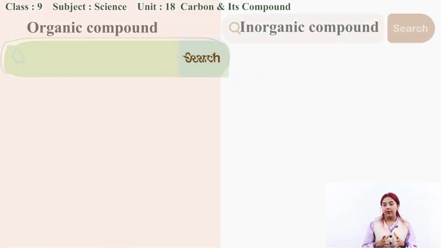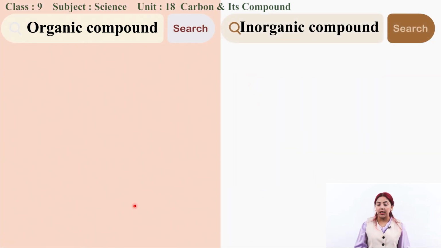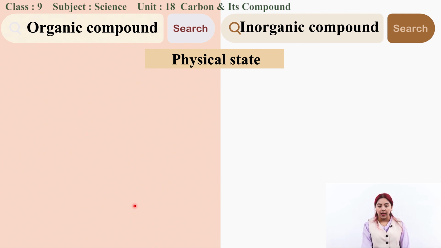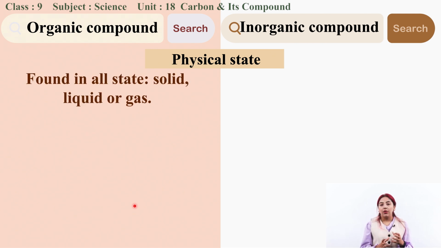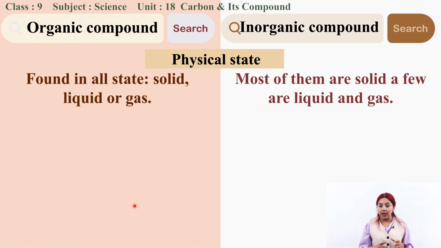Now let us revise all of those properties we studied and even look at the difference between the organic and the inorganic compound side by side. So the first difference that we will address is the physical state. Now, organic compounds are found in all states, that is, they are found in solid, liquid and gaseous state. But inorganic compounds, most of them are found in solid state and only a few of them are found in liquid or gaseous state.